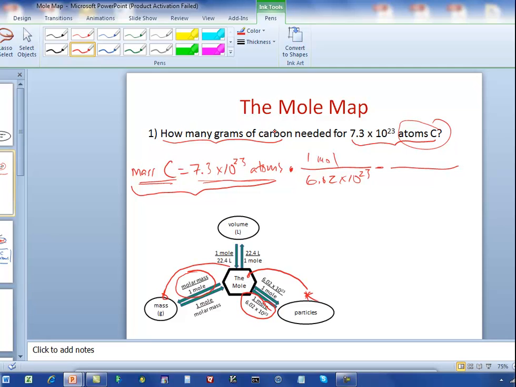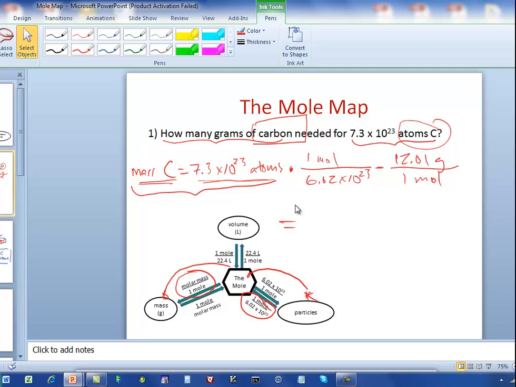Again, we're talking about carbon. Carbon is 12.01 grams over 1 mole. Okay, and whoops, I just threw my calculator on the floor.